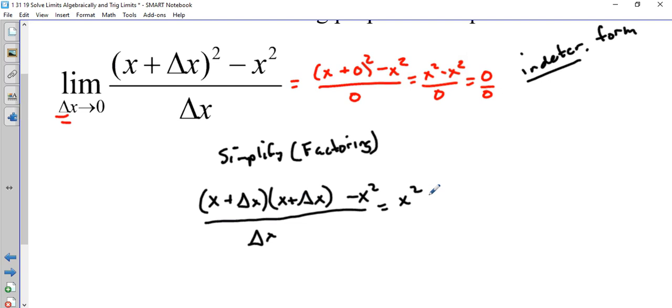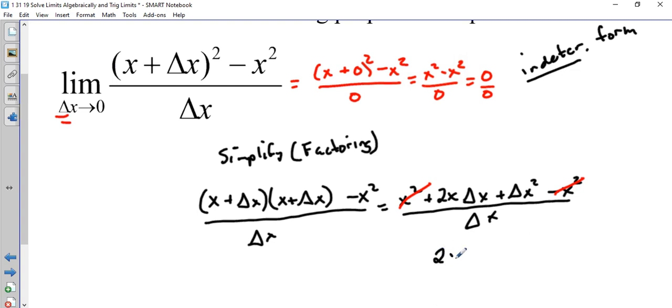Right here, we're going to have plus 2x delta x. Do not multiply this through, there are two different variables. And then we have plus delta x squared, minus x squared, all over delta x. What you notice is that yes, something will cancel out. This and this will cancel out. We're then left with 2x delta x plus delta x squared over delta x.